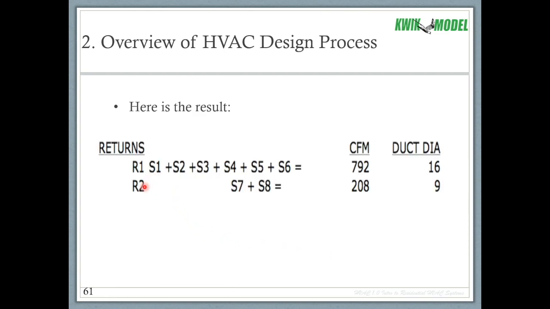So we add those up. Here's our return 2. Add those together is 208, so that's a 9-inch return. Add all the other ones together is 792, and that'll be a 16-inch return.